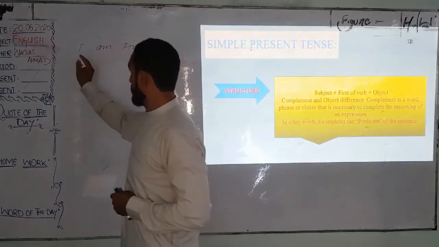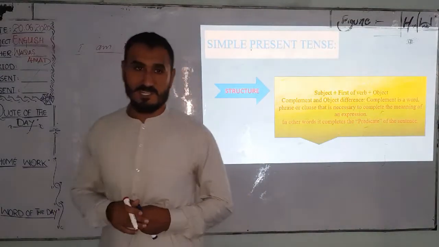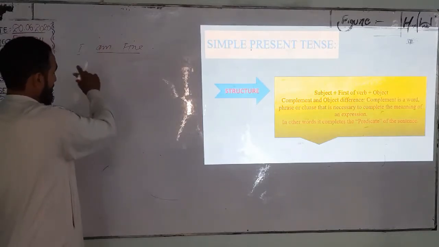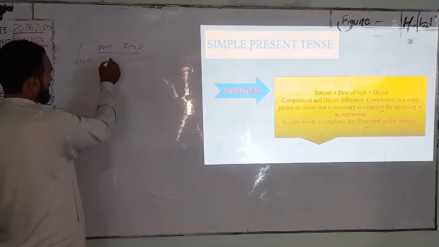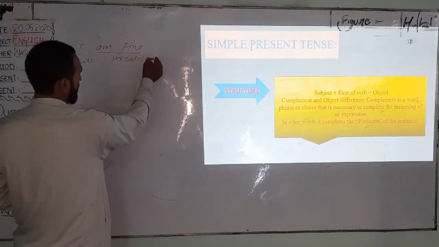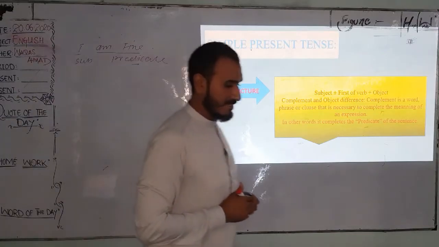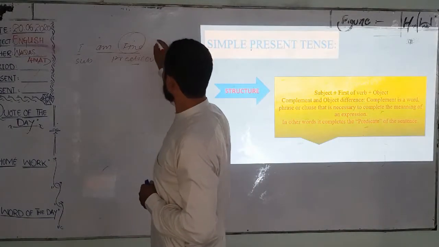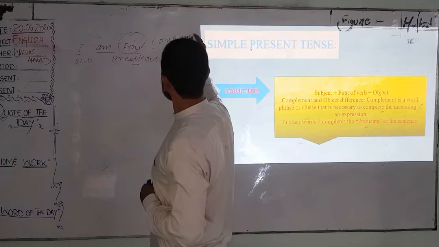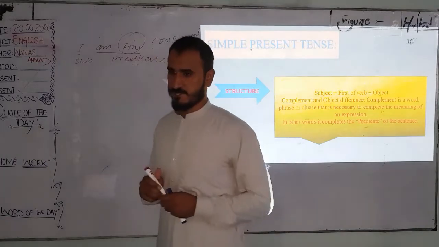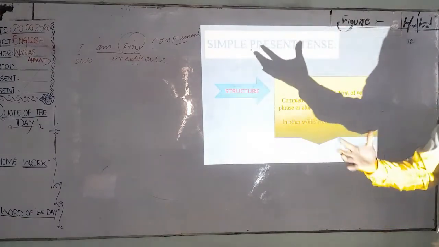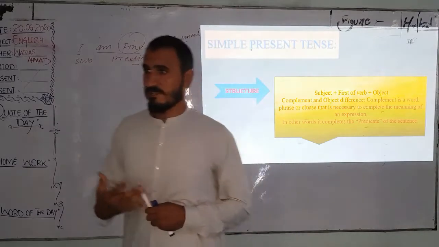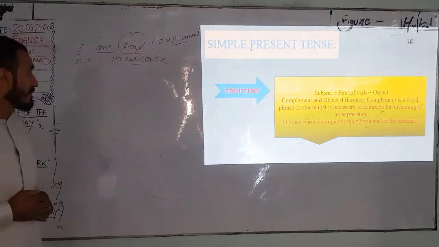So this is the subject and this is a kind of predicate of the sentence. It completes this. This is called subject and this is called predicate of the sentence. This is called complement. It is complement, I am fine, because it is explaining the condition of a person.